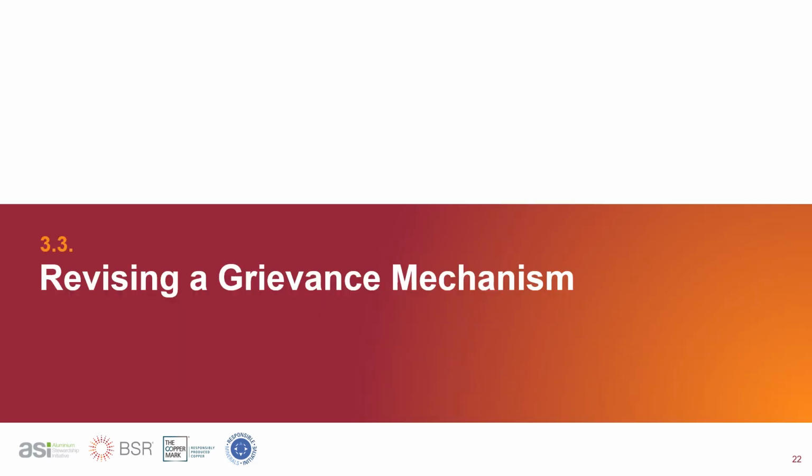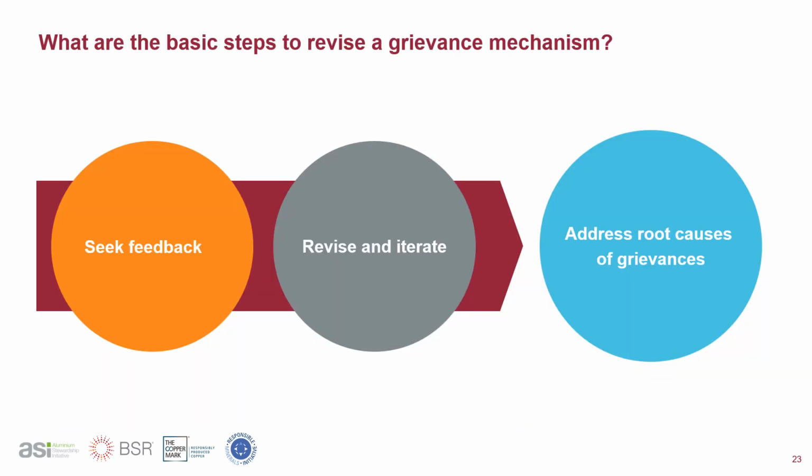Once a grievance mechanism is up and running, it should be reviewed and revised periodically and regularly. A grievance mechanism should also be revised in the case of a significant event such as a merger or acquisition or an identified material breach of the mechanism. The steps to revising a grievance mechanism include seeking feedback from stakeholders on the mechanism and associated procedures and revising the mechanism based on the feedback. Additionally, you should seek to identify and address the root causes of grievances to prevent future harms. This should be ongoing and a key consideration at the development, implementation, and revision phase.